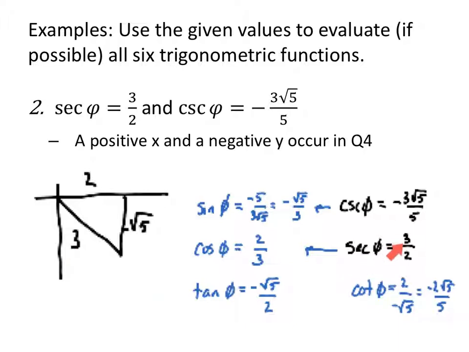Secant of phi is 3/2, therefore cosine of phi is 2/3. The only ones that I have to find for my angle phi: tangent is y over x, or opposite over adjacent, either way, negative square root of 5 over 2. And the cotangent of phi, I find the reciprocal and rationalize. Once you use these to get the correct quadrant and draw in and label your correct values, the 6 trig functions are really easy to find if you let them be.